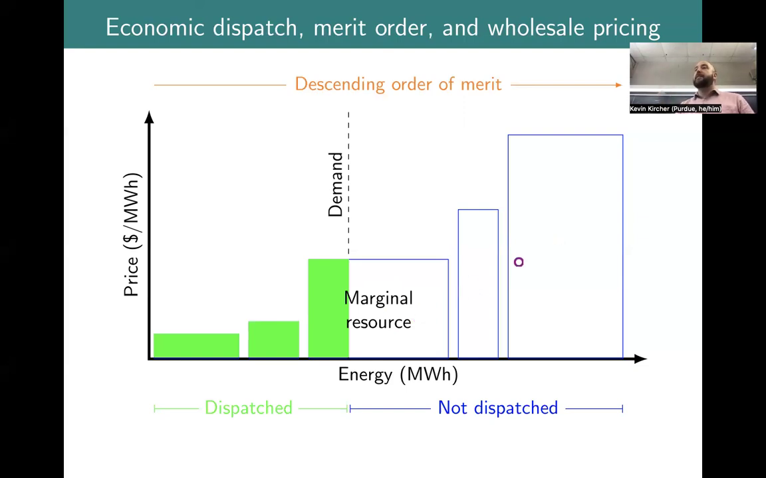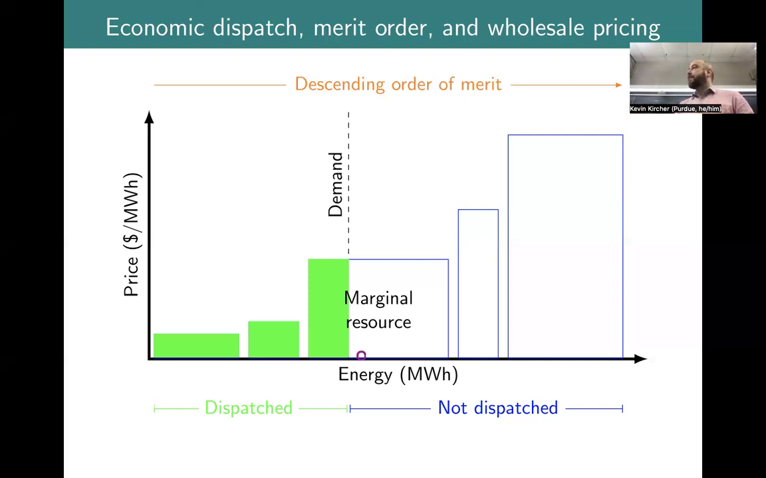Can you buy just a part of the marginal one, or do you have to buy it all? So the question is, can you only take a portion of the offer, or do you have to buy the entire block? And the answer is yes, you can take a portion of the offer. If my offer says I can produce up to 100 megawatt hours, I might only get dispatched to actually produce, say, 10 or 15. So that does happen.